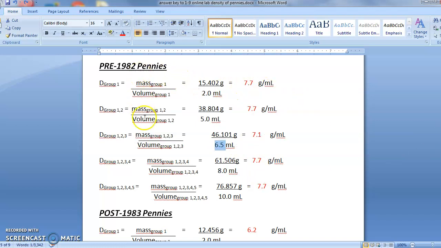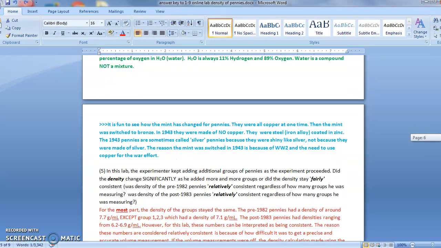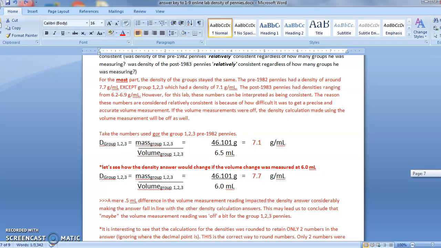So for a given type of penny, the pre-1982s, which had the same percentages of copper and zinc in them, it didn't matter how many pennies we used, the densities should have all been about the same. That is a big conclusion that we can make. It doesn't matter how many you measure. It doesn't matter how much of the density you measure for a given substance, it would stay the same.